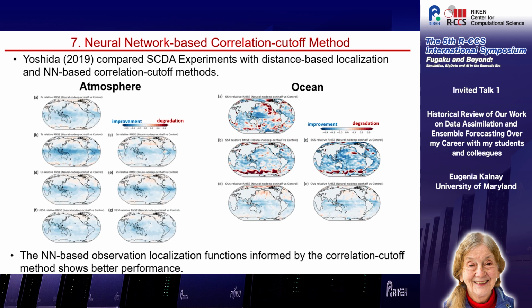We then applied this approach to an intermediate complexity model and found that strongly coupled LETKF with the neural network-based correlation cutoff method shows very encouraging results. Both the atmosphere and ocean analysis are improved globally.